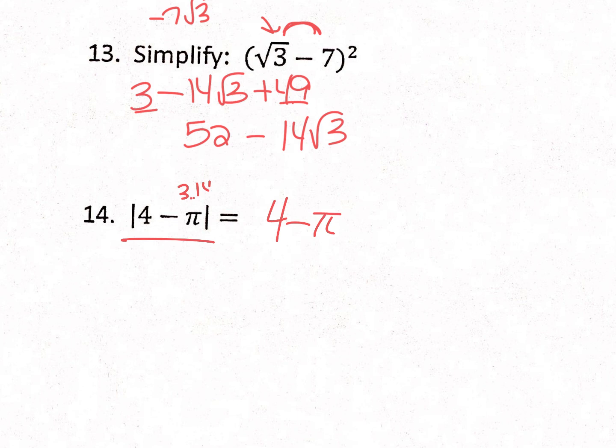Now, if it would have been negative, if it had been a negative absolute value, I would have changed this out on a 4, I would have changed this out on a pi, and that would have been the answer. Okay, but it was positive, so there it is.